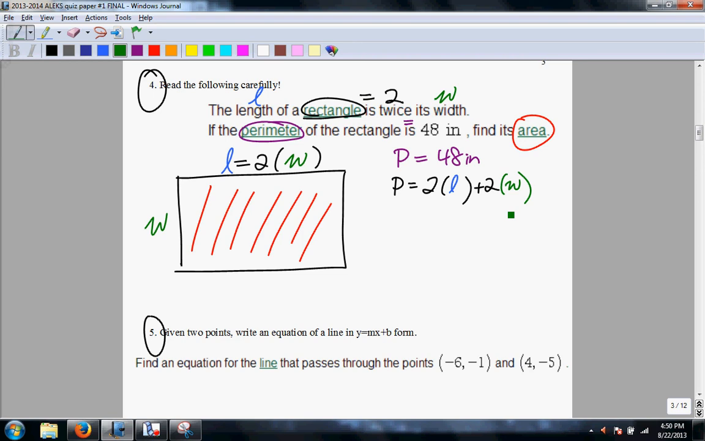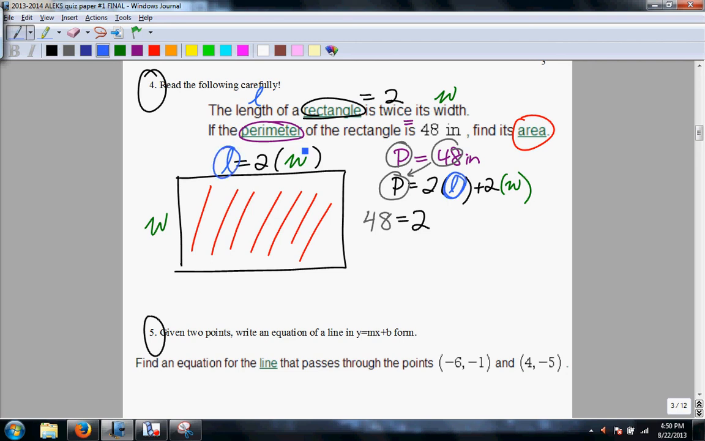Problem right now is that we have two variables. So now we're going to do circle, plug, chug. Please write that down exactly as I have it. Ready? Follow me, please. Circle perimeter. And look, we have perimeter. We're going to plug in that 48 right in there because we can. So I have 48 equals 2. Circle the L.